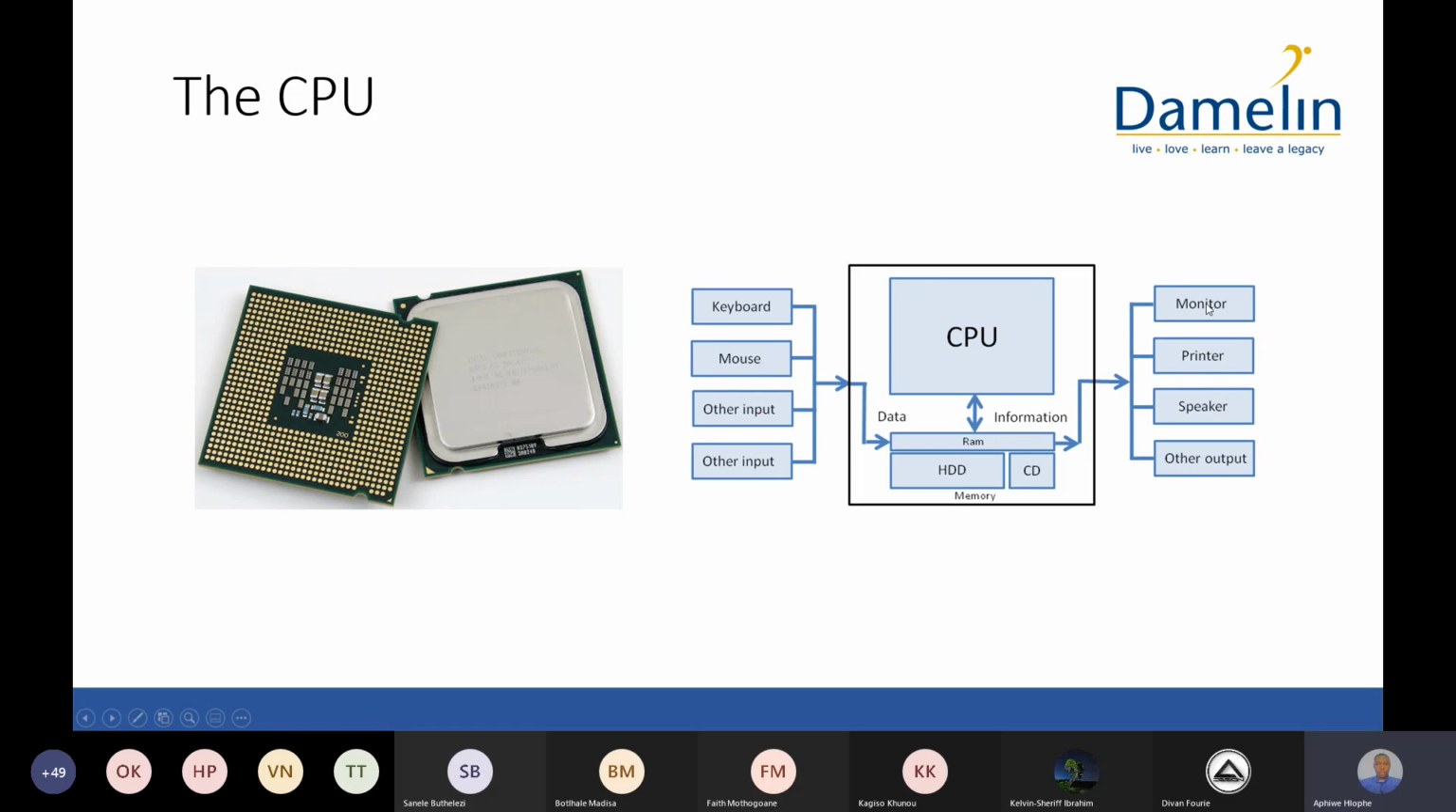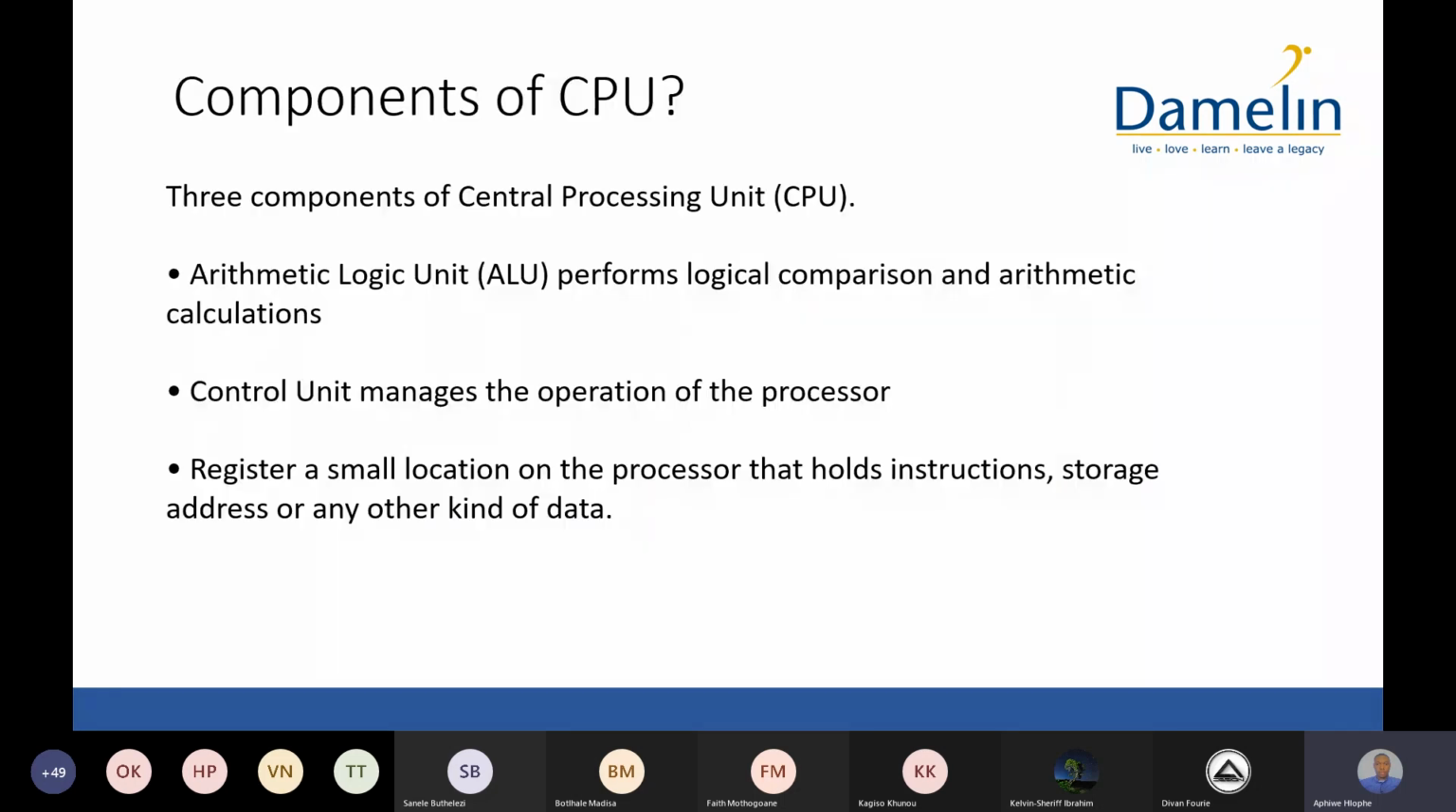And then we also have output. When things are displayed as output, obviously the end result, the monitor you're sitting in front of now is output. The printer is output. Speakers, if you're playing a song, that's output. So that's a typical flow of the CPU in terms of input, process, and output.